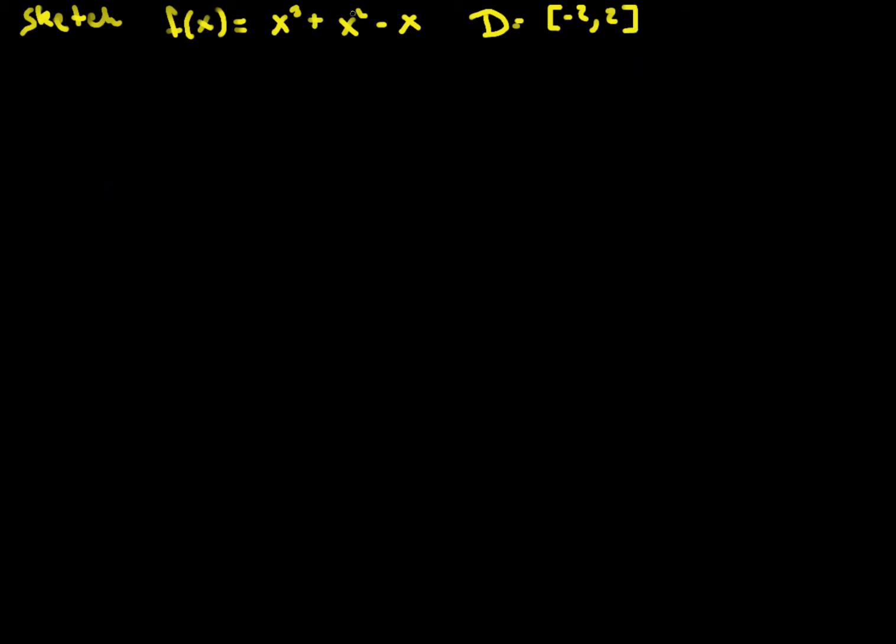So since we're going to be using derivatives to tell us when it's increasing, we're going to use second derivatives to tell us when it's concave up, concave down. Let's compute those derivatives. So f prime is equal to 3x squared plus 2x minus 1.